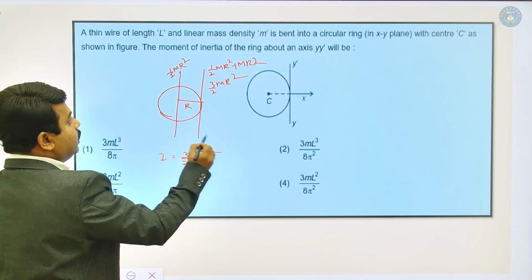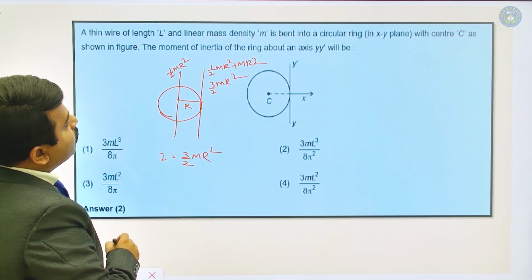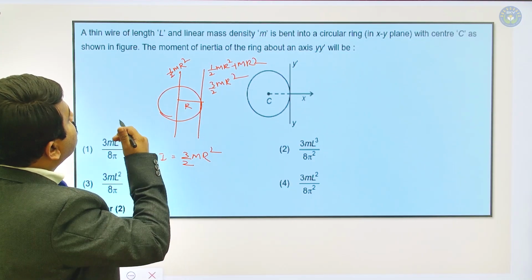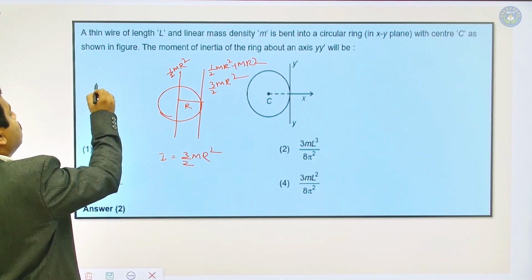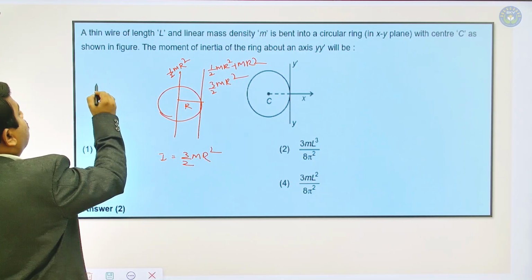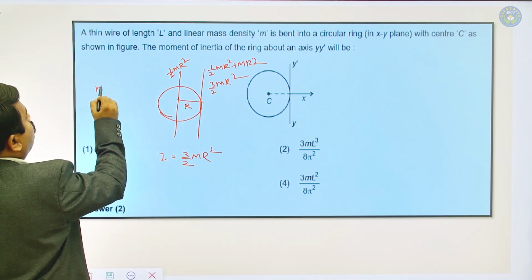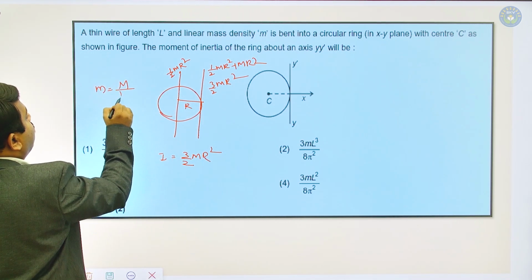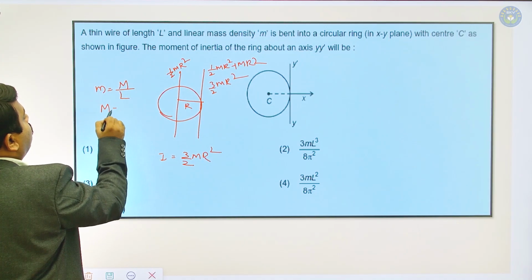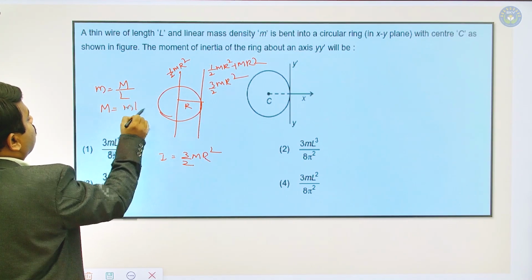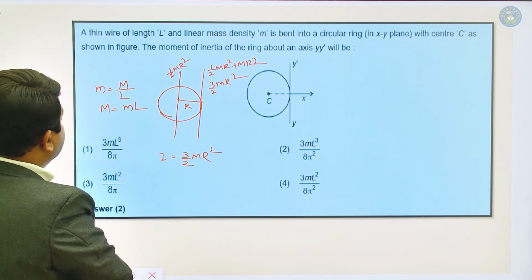So we want to find this moment of inertia, 3 by 2 mr square. But initially they have given linear mass density as m. That means for this, linear mass density means what? Small m, that is capital M by L. Then the total mass of the ring is ML. That is one thing.